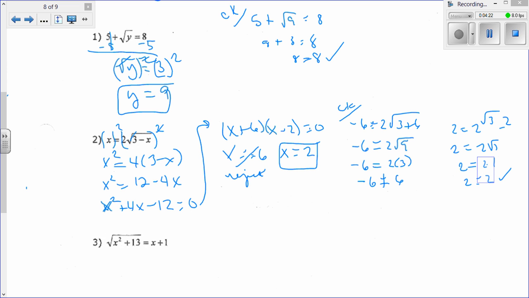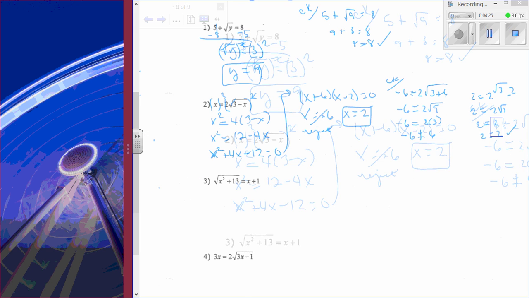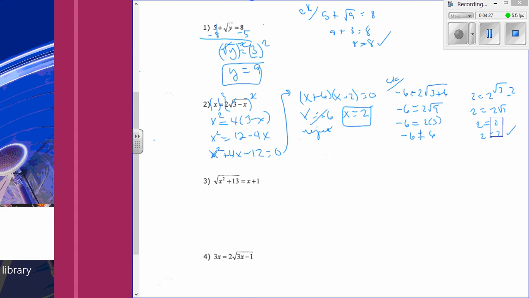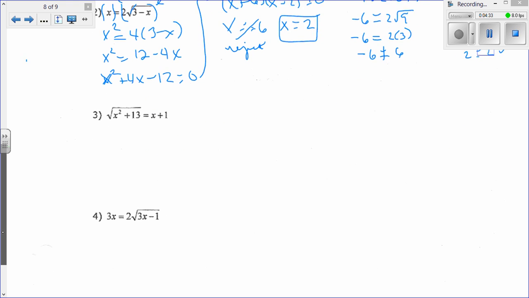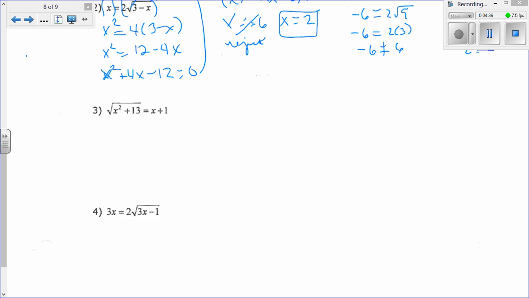For number 3, the question we need to ask ourselves is, is the radical alone? Well, the radical is alone because I'm not adding or subtracting anything to the radical itself. Therefore, I need to square both sides. If I square the left side, the square and the square root cancel each other out, so I have x squared plus 13. On the right side, I can't do that because that square tells me to write it twice. So I have x plus 1.